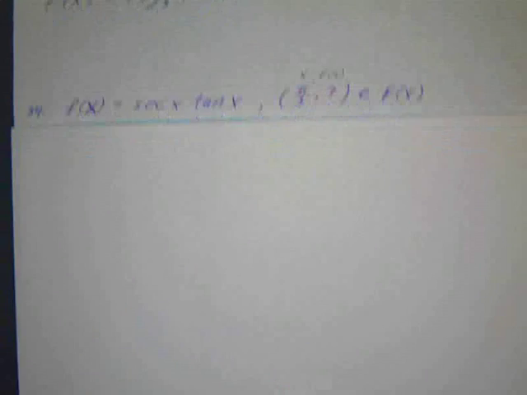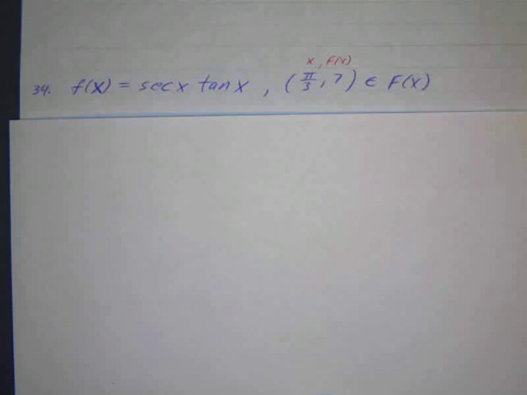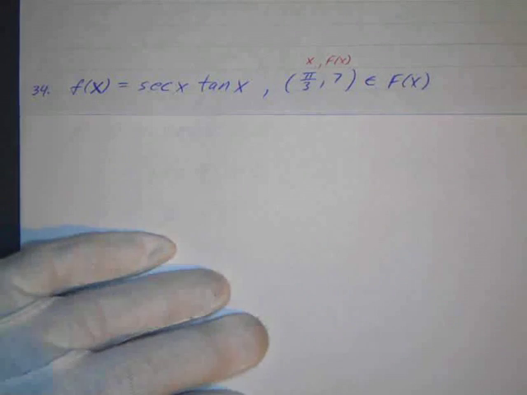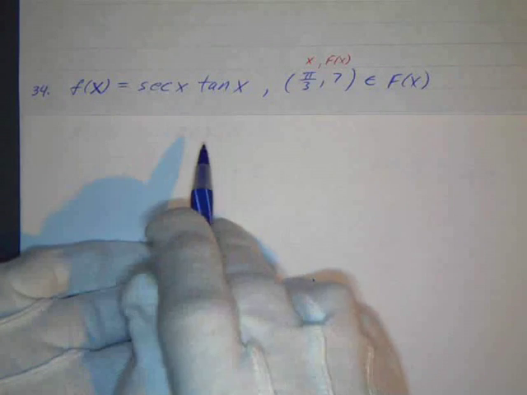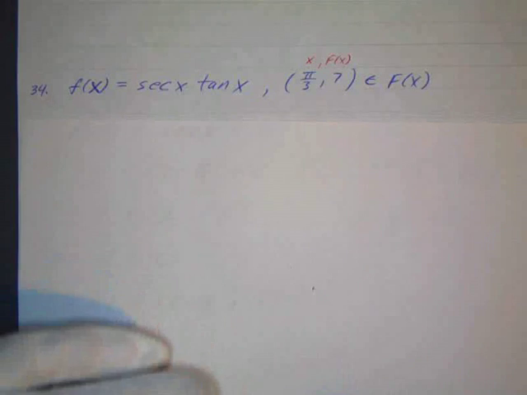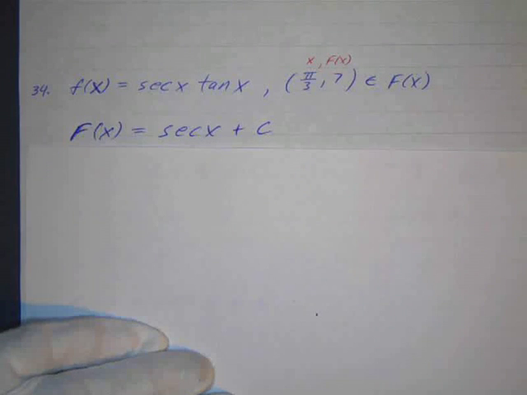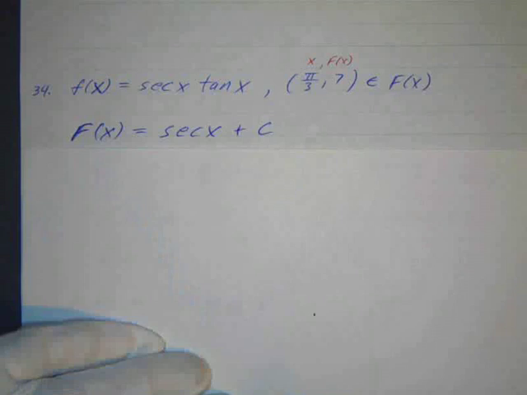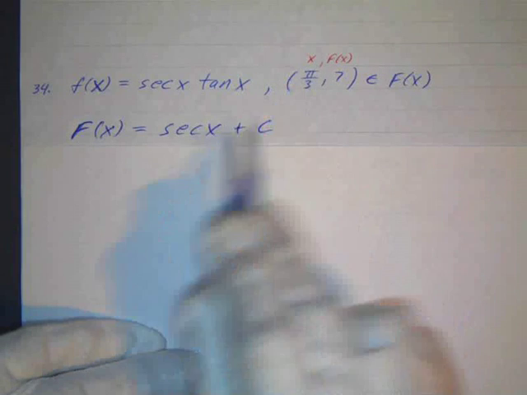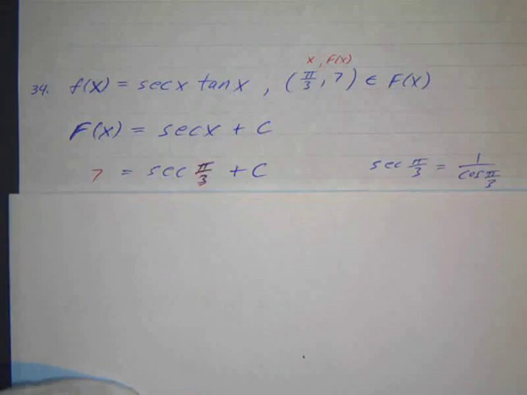Okay, now let's take a look at the next one, number 34. And this is one of our straight derivative formulas. What's the derivative of the secant? Secant tangent. So the antiderivative of secant tangent is secant of x plus c. We can always check it. And then we know when x is pi over 3, f of x is 7.